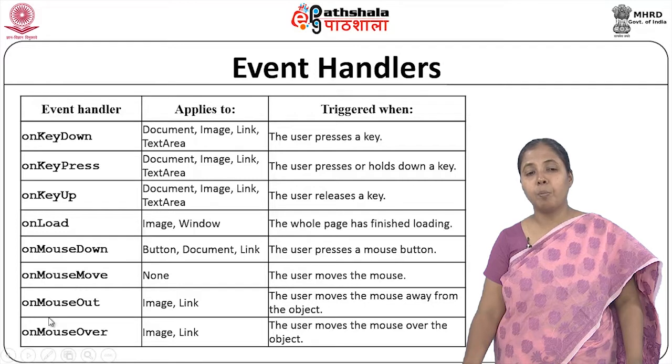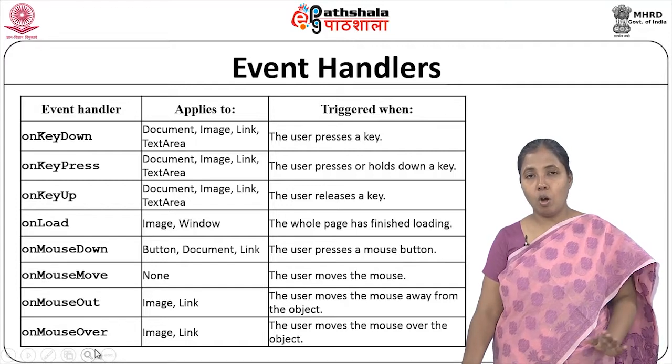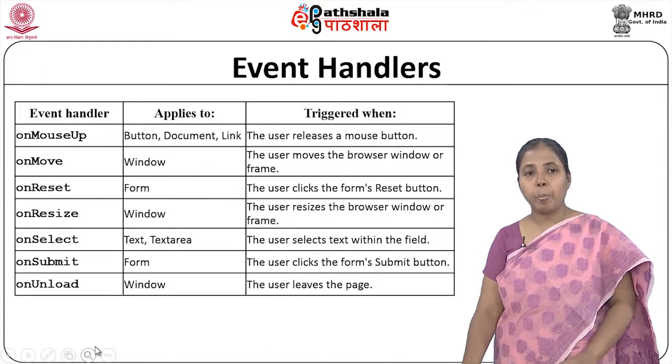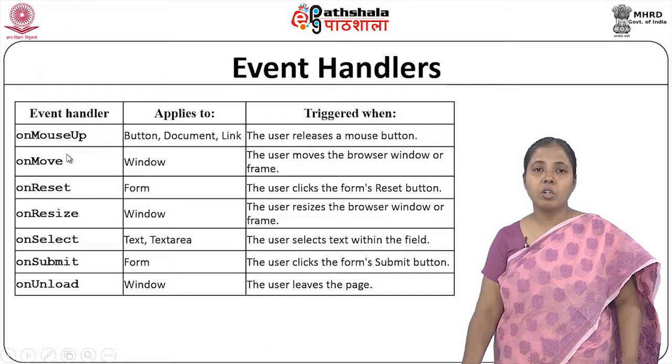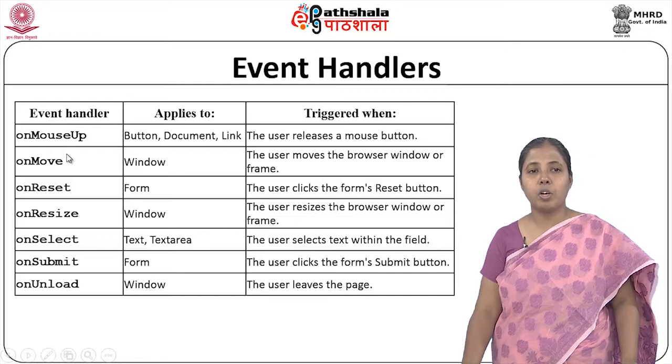This event would happen. Mouse out is when the user moves the mouse away from the object, and mouse over is when the user moves the mouse over the object, and mouse up is an event that would be triggered when the user releases a mouse button.